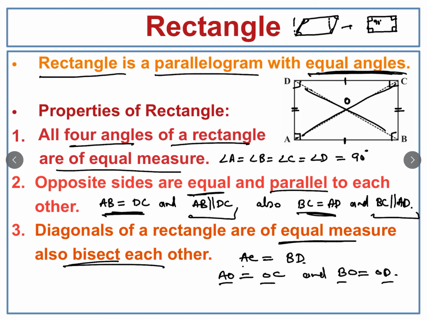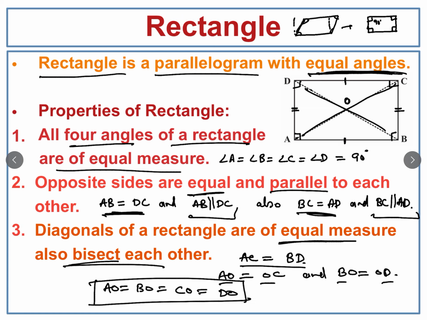So these are the two equal parts, and since the diagonals are equal, we can conclude that AO is equal to BO equals CO equals DO. So from here we conclude that all four parts AO, BO, CO and DO are equal because the two diagonals are equal and they are bisecting each other. That means each portion of the diagonals will be of equal length. Okay, so these are the properties of a rectangle.